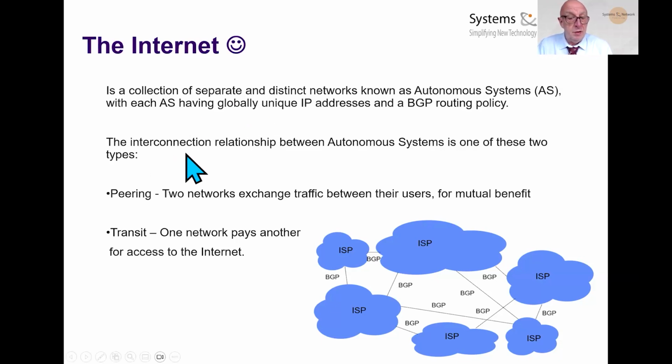Okay? This interconnection relationship between ASs is one of these types. It is peering, where the networks exchange traffic between their users for the mutual benefit, or it's a transit. So we've already said about transit. One network, a downstream system, will pay for an upstream access. So one network pays another for access to the internet. Fine.